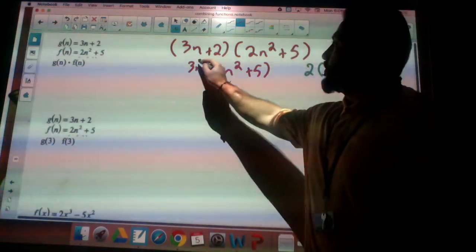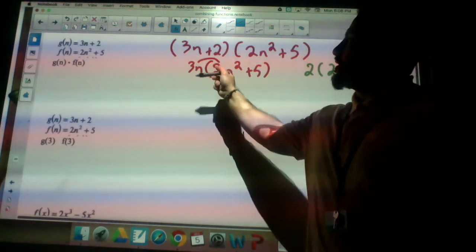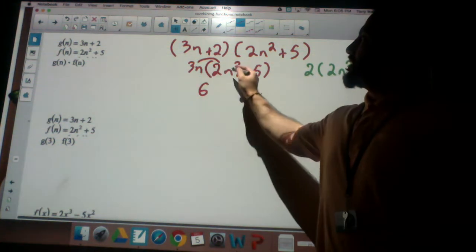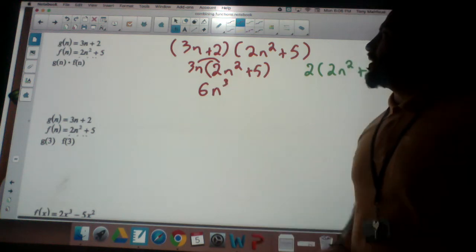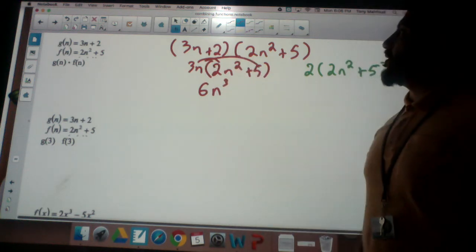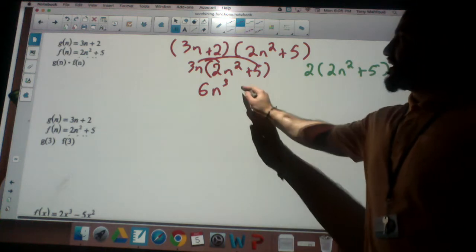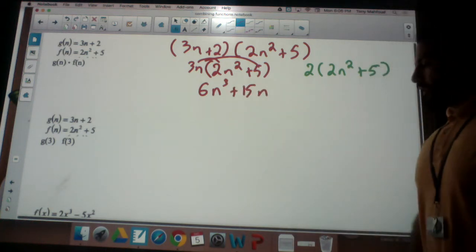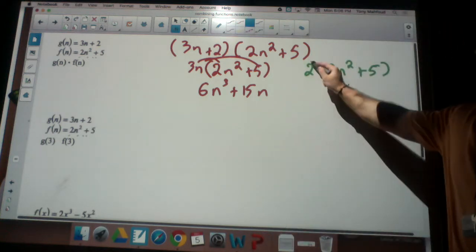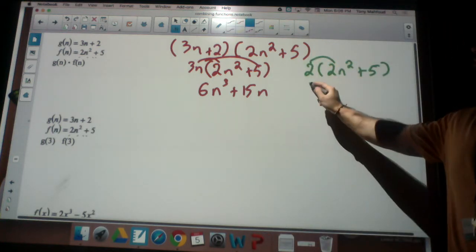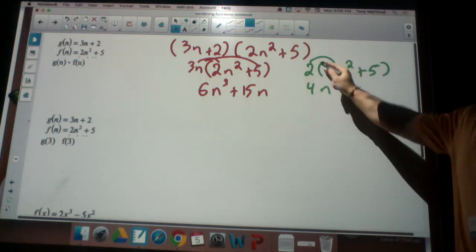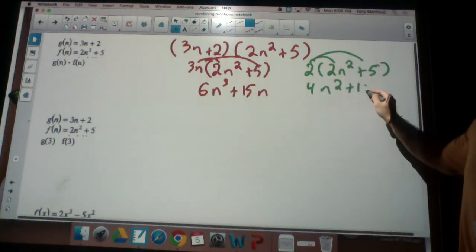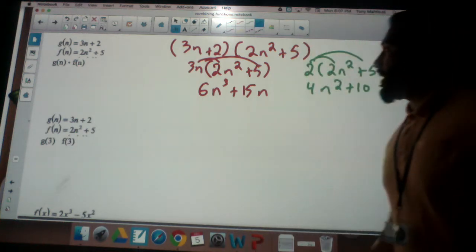So first I'm going to distribute 3n times 2n squared. Well, 3 and the 2 go together, that's 6. N times n squared is n to the third. 3n times 5, well, the 3 and the 5 go together. It'll give me positive 15, and then don't forget your n. Then I'm going to take my 2 here and distribute it. Well, the 2 and the 2 will give me 4n squared, and then the 2 and the 5 will give me positive 10. Now I'm going to combine like terms.